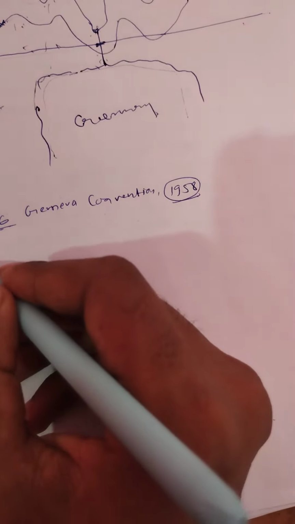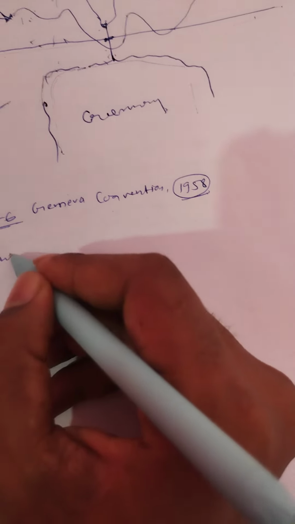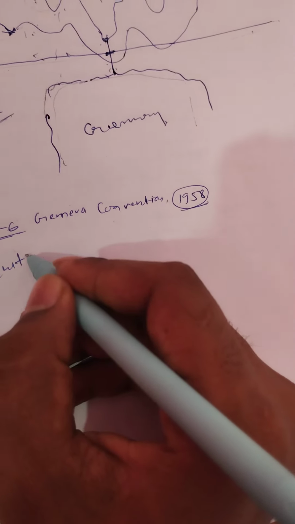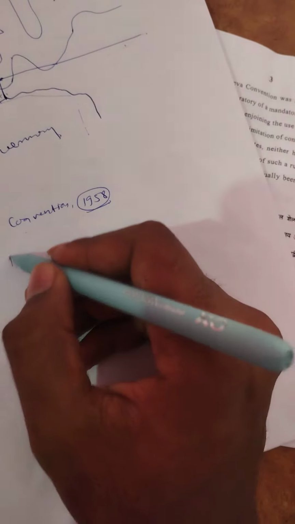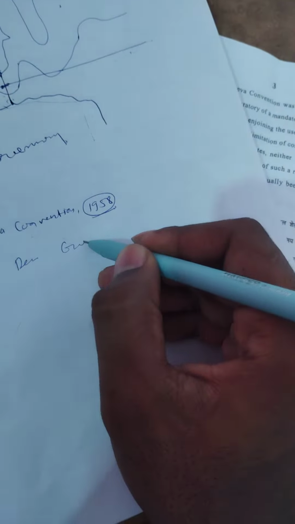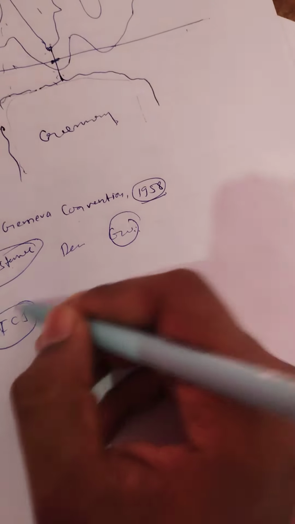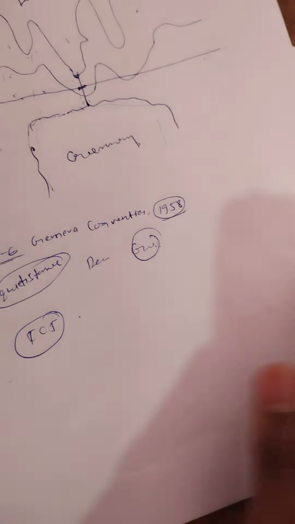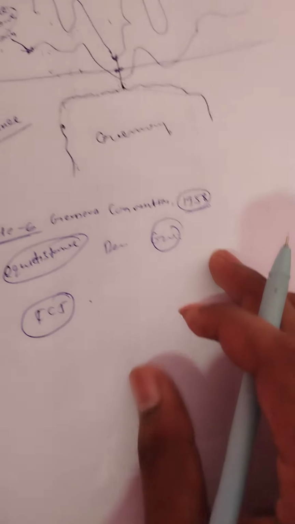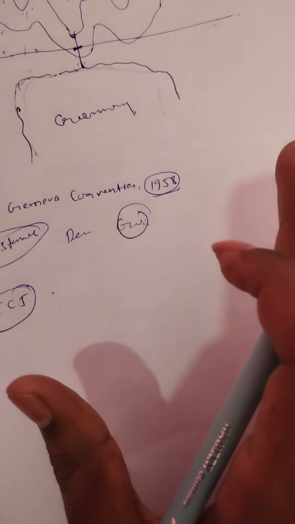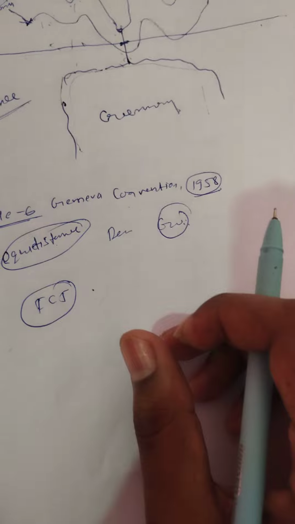use the formula of equidistance. But during the Geneva Convention, Germany had not ratified the convention. So the ICJ held that because Germany had not ratified the Convention of Geneva, we can't impose the provision of the Geneva Convention over Germany.